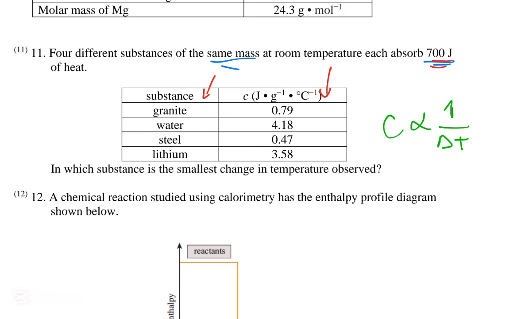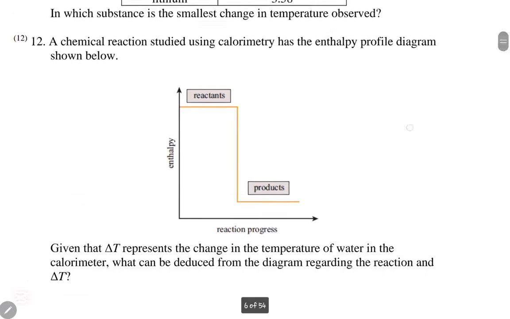So, in this scenario, which one has the greatest heat capacity? Lithium. So, lithium will have what? It has the highest specific heat capacity, but it will have what? It will have the smallest change in temperature observed. We'll move on to question number 12.